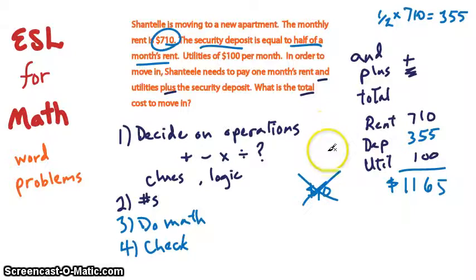Okay, so just to summarize, when you see a word problem like this, you want to think in terms of steps. What operations do you need to do? What are the numbers? Then do the math, then check your answer.